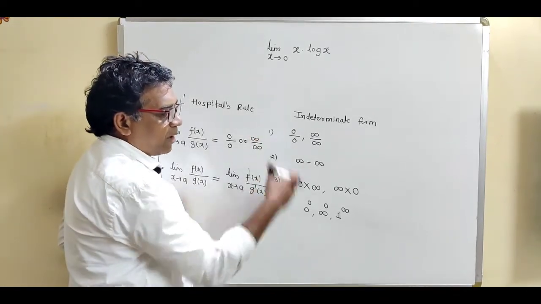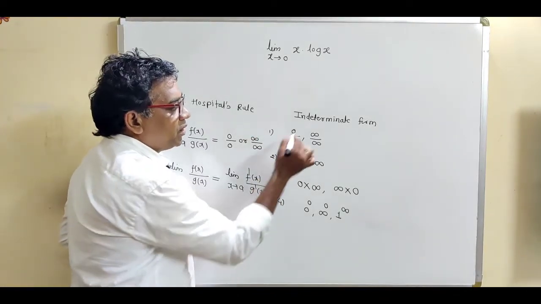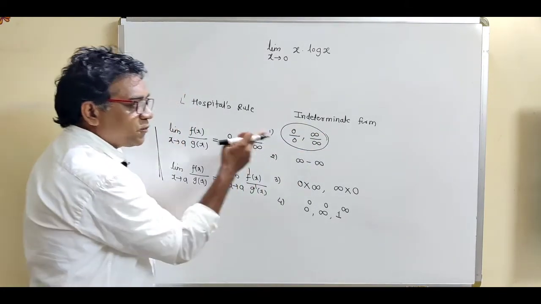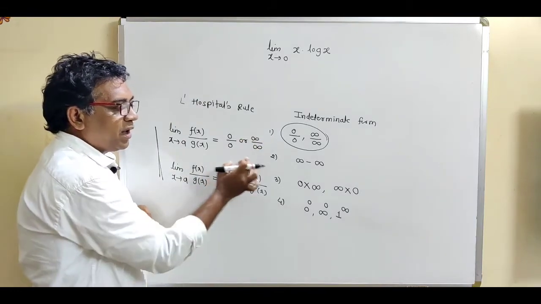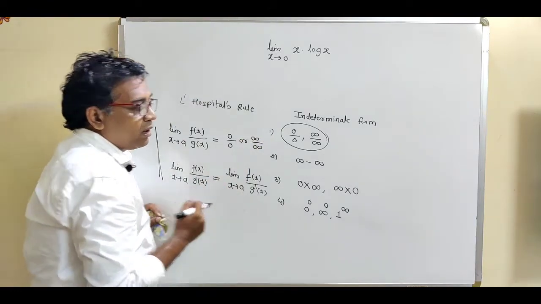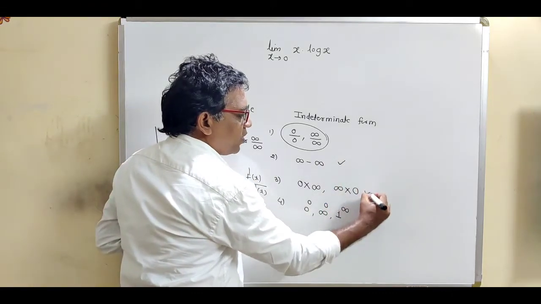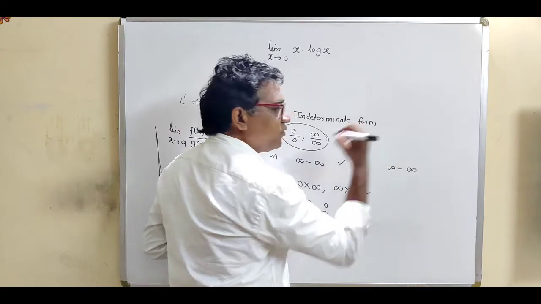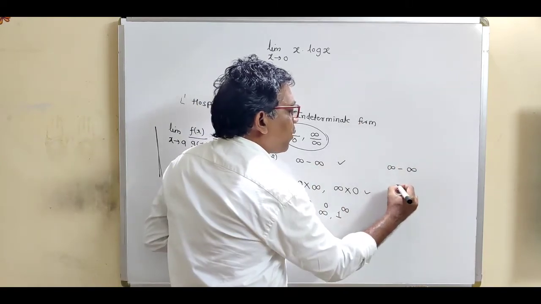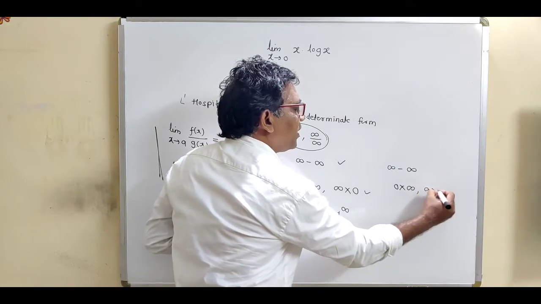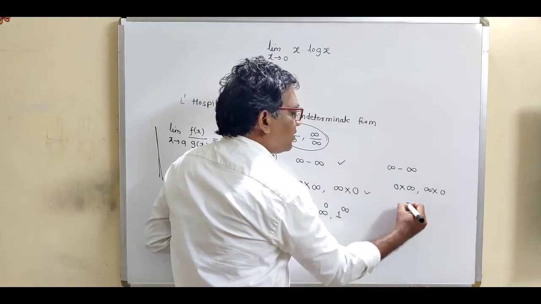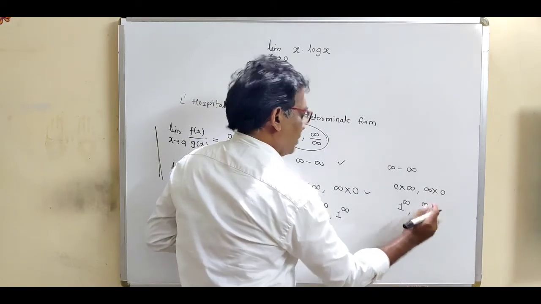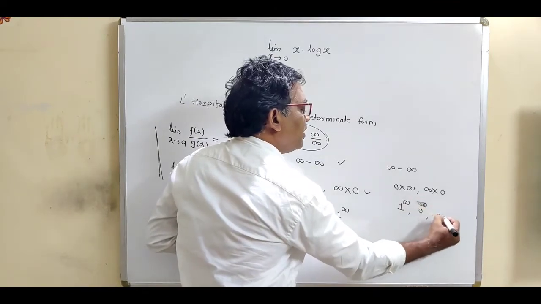Now see, these are the types of indeterminate form. The first form 0 by 0 and infinity upon infinity. For this particular form, we can apply the L-Hospital rule. Now for the remaining types, which are the types? For infinity minus infinity, for the product 0 into infinity or infinity into 0, and for the third type, 1 raised to infinity, 0 raised to infinity, and 0 raised to 0 and infinity raised to 0.